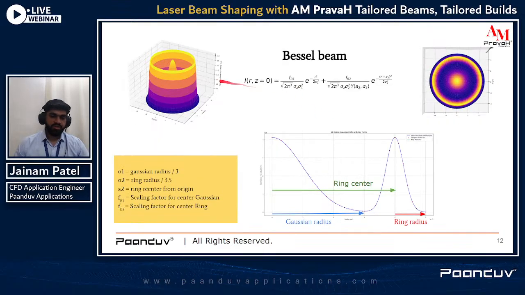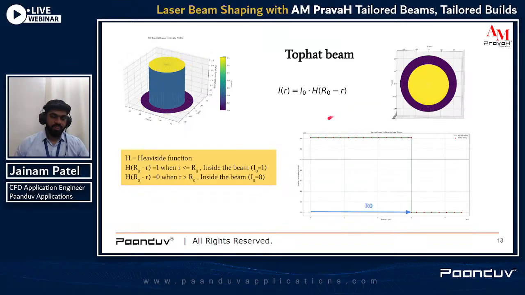Similarly, the bezel beam shape. In the bezel beam shape, the center part is a Gaussian, and then the outer part is a ring shape. Here I have created this bezel beam using this formula, and in this bezel beam I gave the Gaussian profile and the ring shape profile the same intensity. The user can change this intensity to create different shapes of the profile.